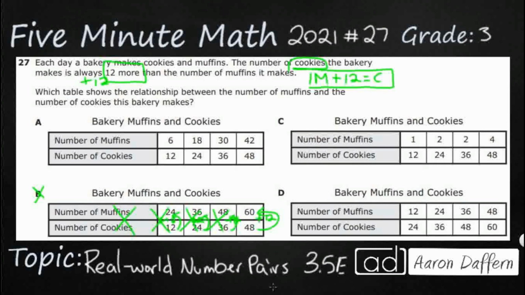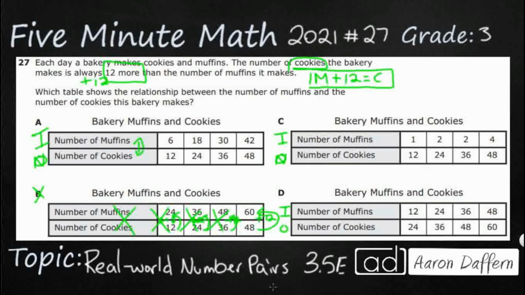So we have our options. Let's look at A, let's look at C, let's look at D. Now we're going to look up and down because those are our two categories. You always look between those two categories. And if you want, you can think of your muffins here as your input and your cookies as your output, right? You can think of your input and your output just like that. So let's do I and O. That'd be probably a little bit better.